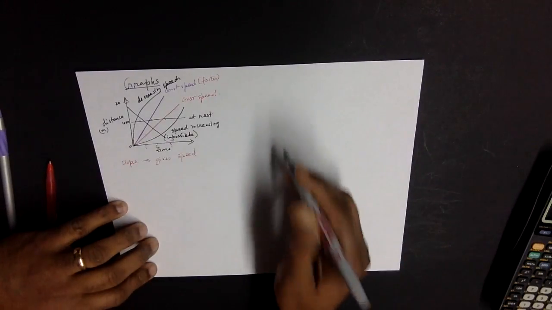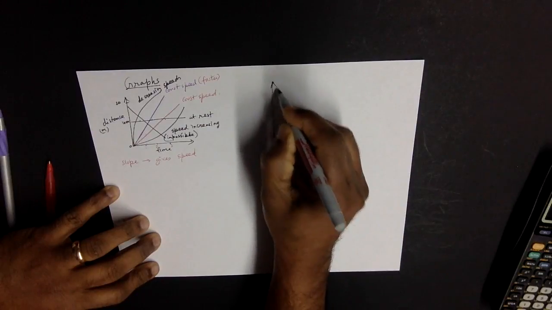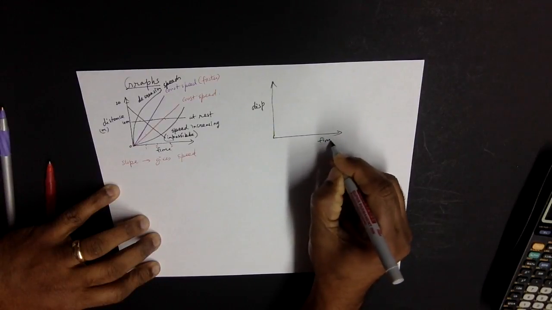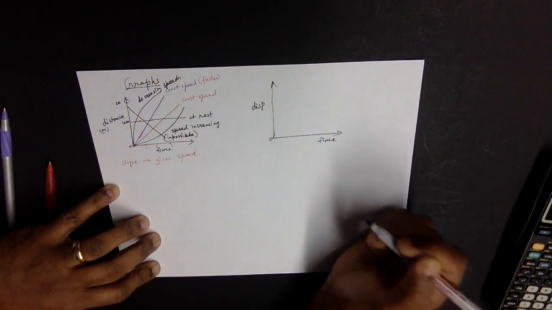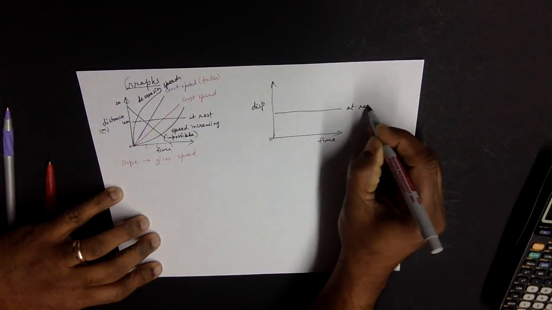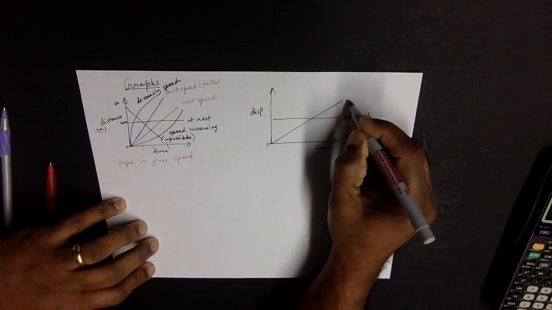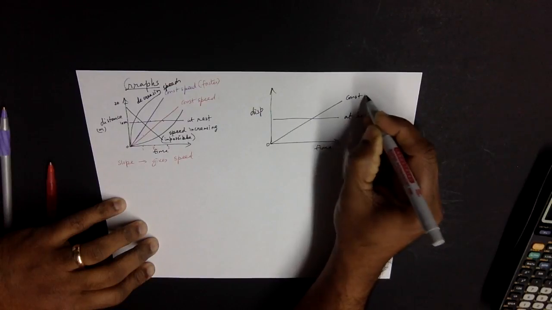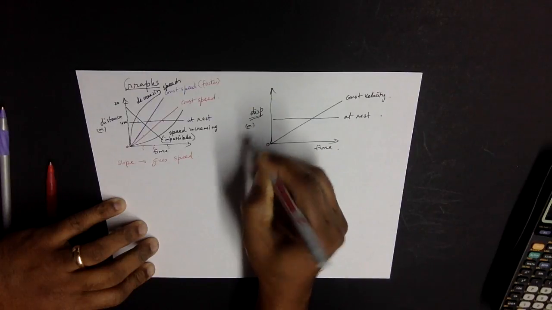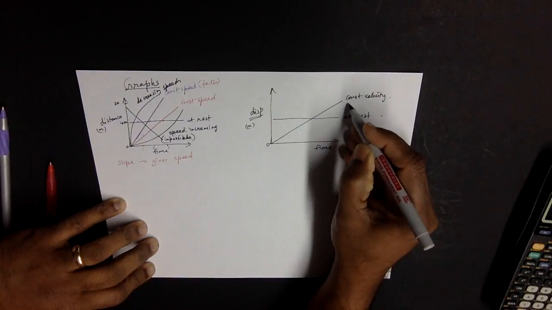Now compared to this, the next graph I'm going to draw is a displacement-time graph. On a displacement-time graph, a line like this implies what? Again, at rest. A line like this implies a constant velocity. Remember, this is displacement measured in meters, so the rate of change of displacement is velocity. So this implies constant velocity.